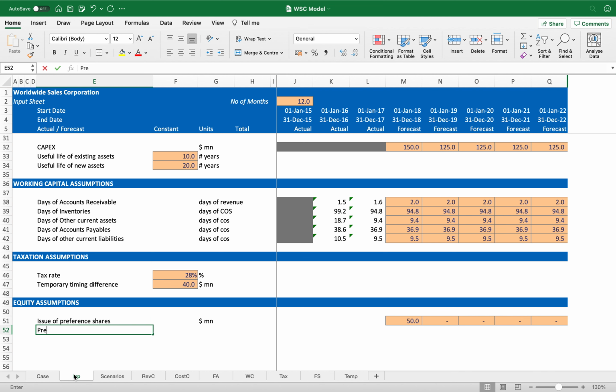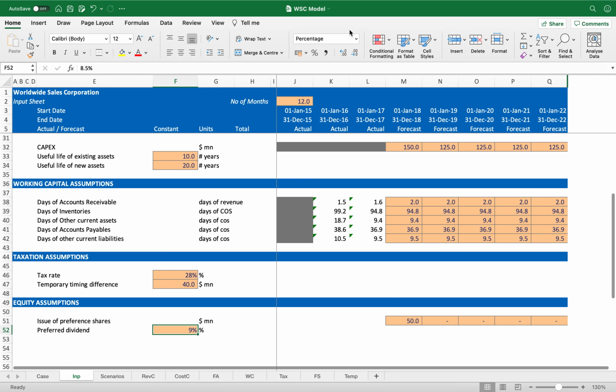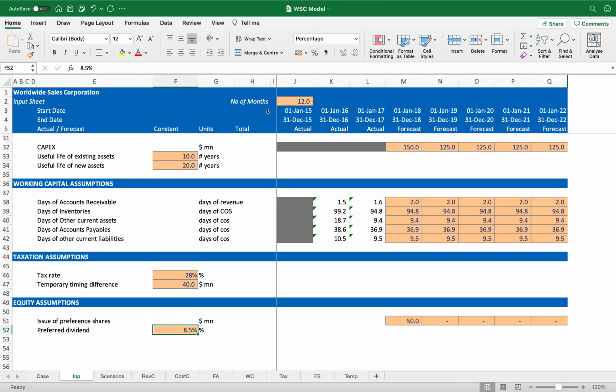Okay. Then preferred dividend. The dividend was 8.5%. Okay.